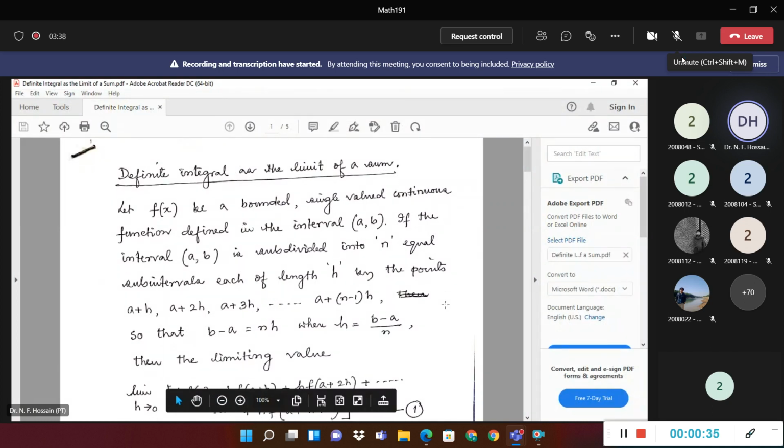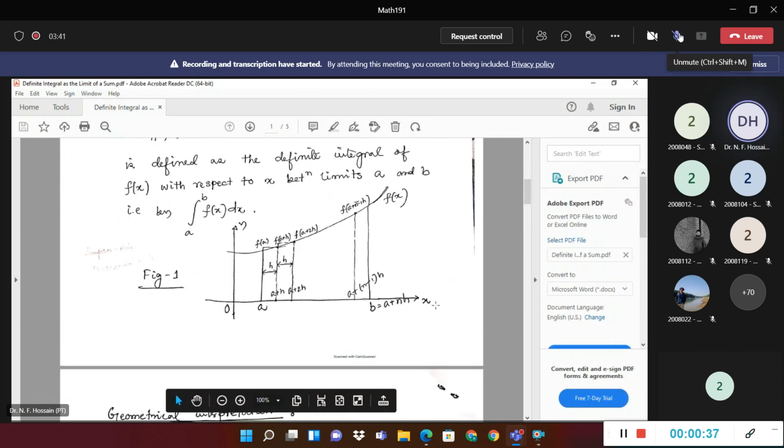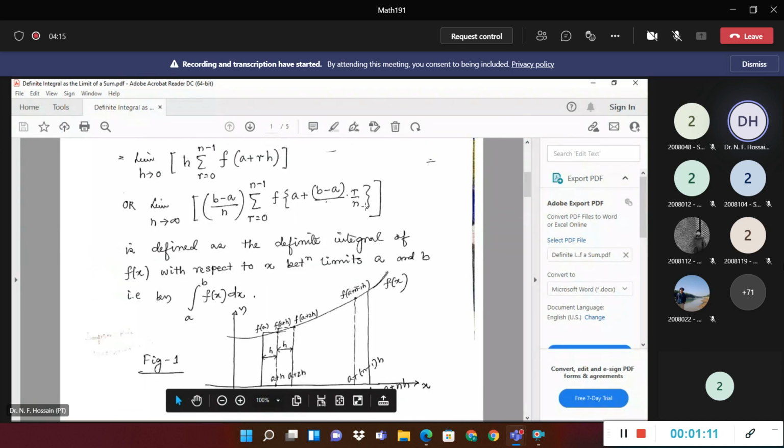Let us have a look at the figure. This is the graph of the function y equal to f(x), and it is defined in the interval. It is shown beyond these intervals a and b, but anyway, this function f(x) is defined in the interval a up to b. In this interval, the function is defined everywhere and it is continuous everywhere.